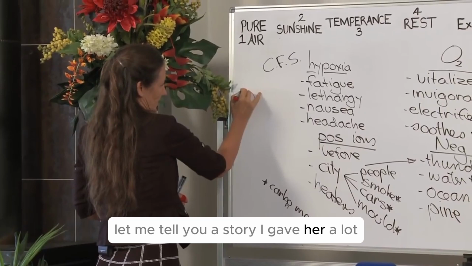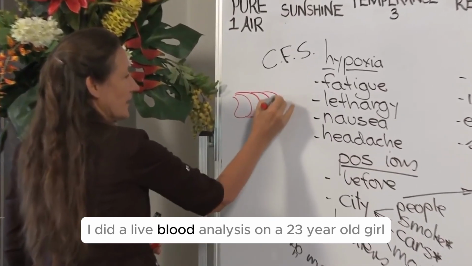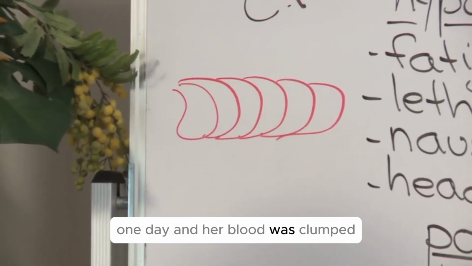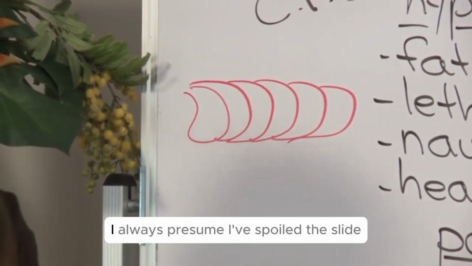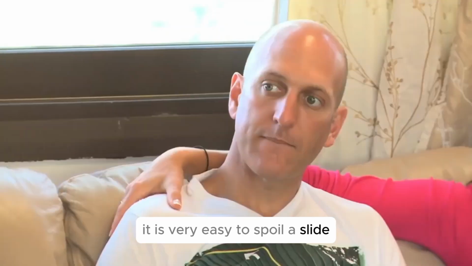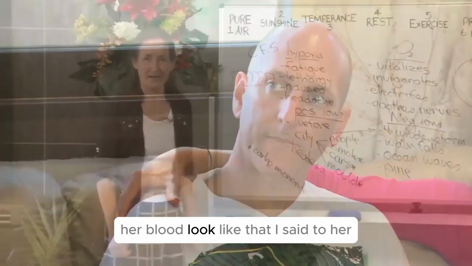I did a live blood analysis on a 23-year-old girl one day, and her blood was clumped. Her red blood cells were clumped like that. I always presume I've spoiled the slide. It is very easy to spoil a slide. Five blood slides later, her blood looked like that.